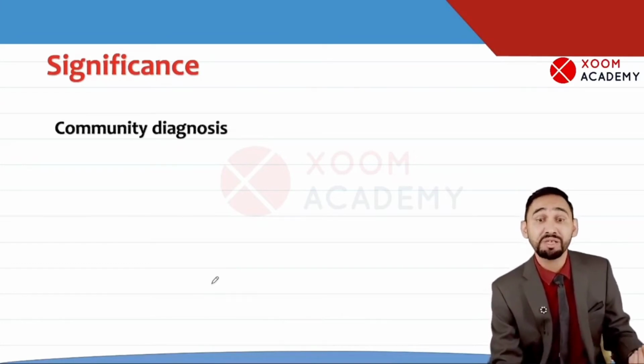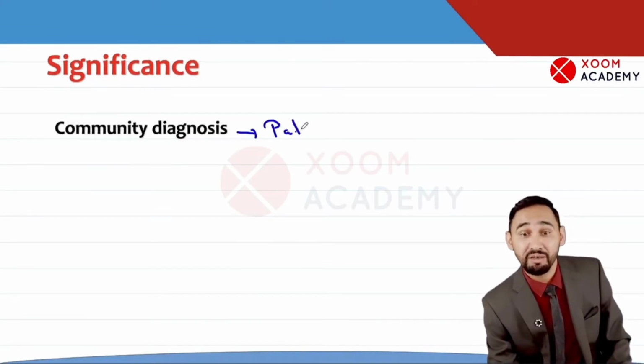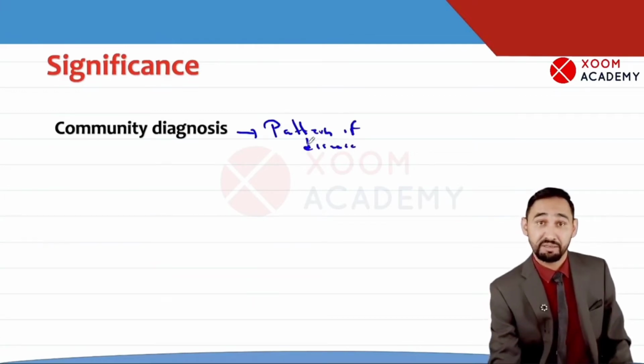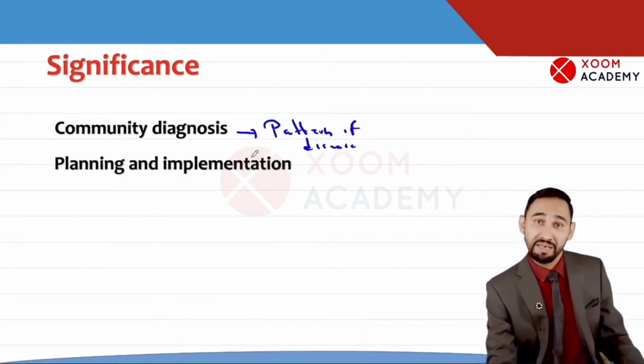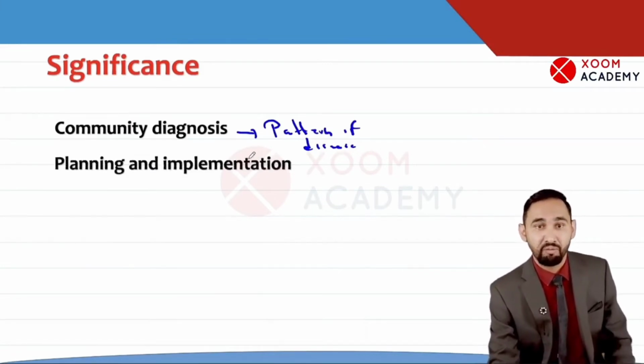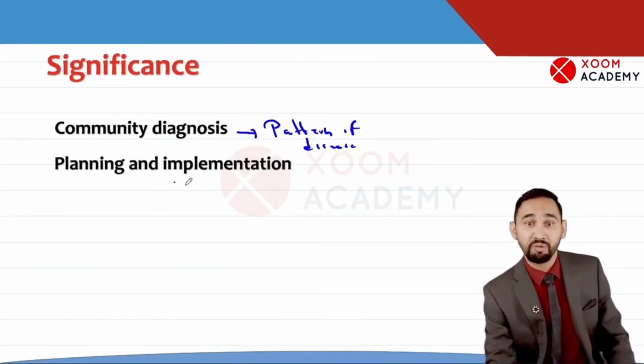We'll do community diagnosis. What is community diagnosis? We will see the pattern of disease in community. What is the pattern of disease? We will see who is at risk, which people are vulnerable. Then we will plan and implement. We will plan to control the problem. We will do implementation by a certain strategy. We'll train a health team.